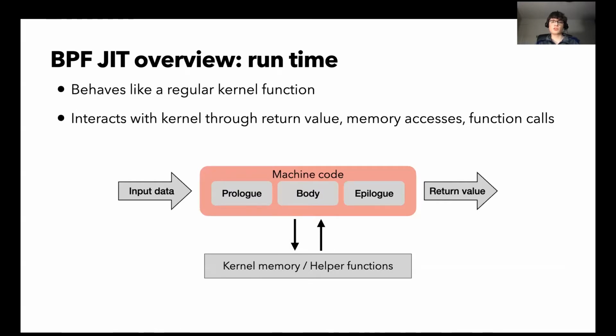At runtime, the machine code produced by the JIT is called like a regular kernel function. It's called with some input data as an argument. There's a prolog that saves registers and sets up the stack, a function body, which can read and write kernel memory or call kernel helper functions, an epilogue, which unwinds the stack and restores the callee save registers, and finally, it terminates with a return value back to the kernel.